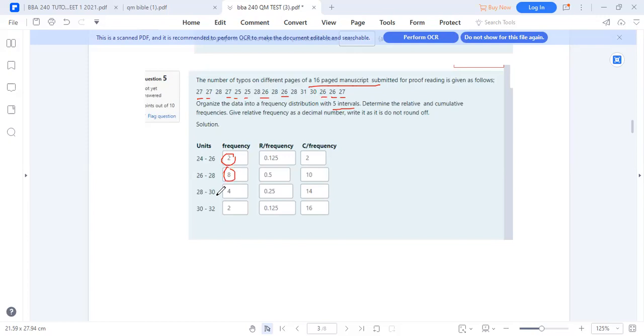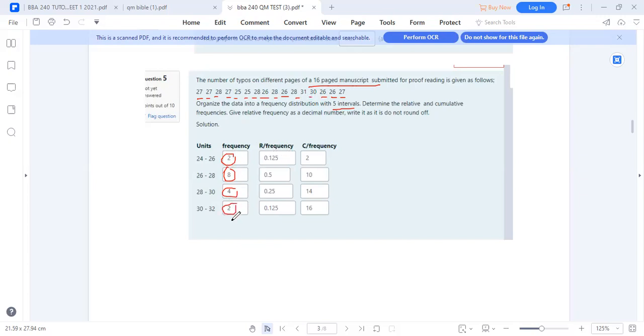28 to 30, but in fact it's 28 to 29. We have 1, 2, 3, 4. That's where the 4 is coming from. Then 30 to 31. 30, 31. So 1, 2. This is a 2. So how do we get the 0.125?